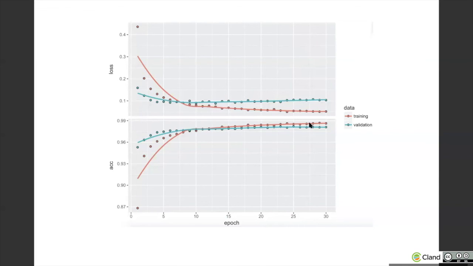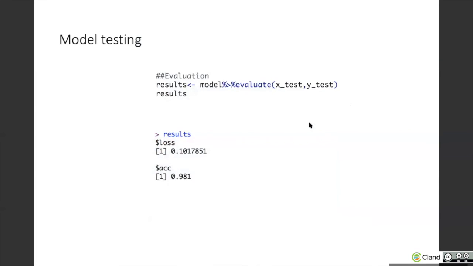After training, you can apply the model to the test dataset to check that you are able to correctly classify the images of the test dataset. So it is done here, and you see that we have an accuracy of 98%.